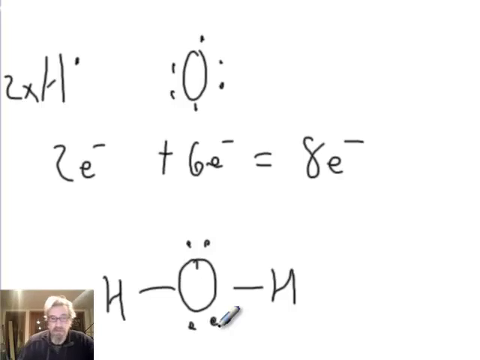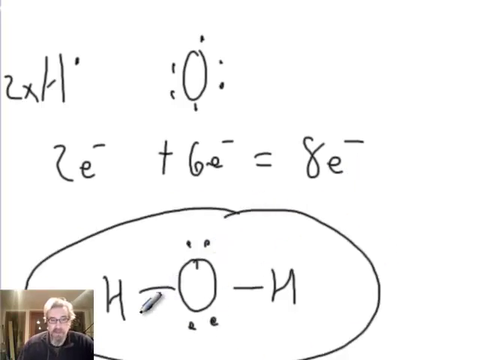Oxygen needs 2 more electron pairs for a full octet. Now, what's my count look like? 2, 4, 6, 8. It's already good. No double bonds, no triple bonds. I'm done.